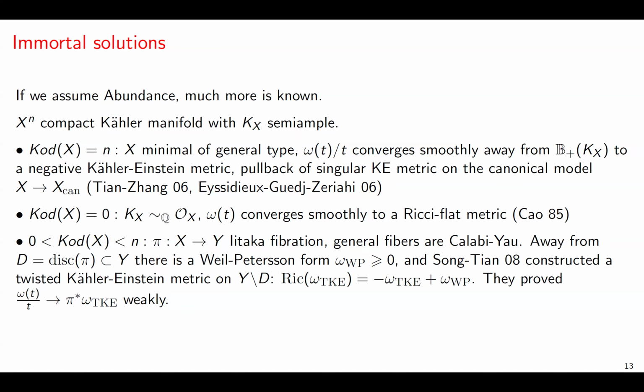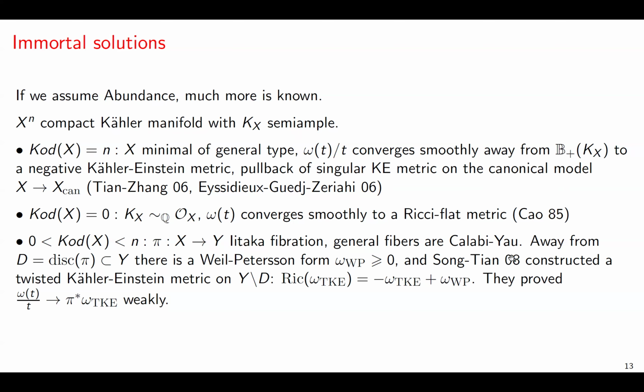So D doesn't have to be a divisor. It may have higher codimension irreducible components, but in any case, I'll call it the discriminant nevertheless. And on the complement of the discriminant, the preimages of the fibers are smooth Calabi-Yau, and there's again a Weil-Petersson form, a semi-positive form, which measures the variation of the complex structure of the Calabi-Yau fibers.